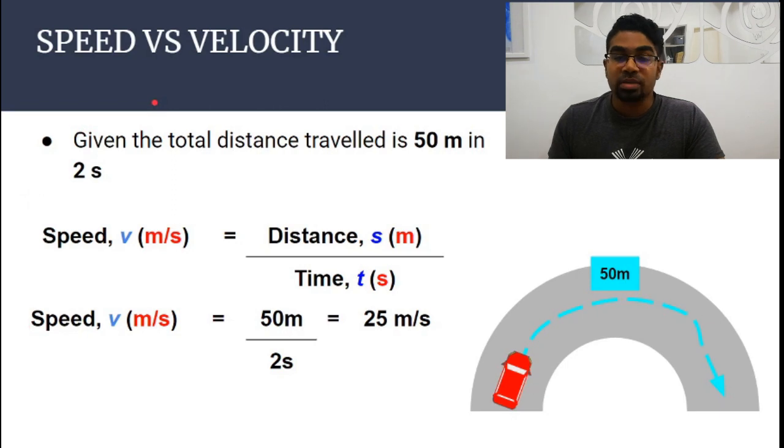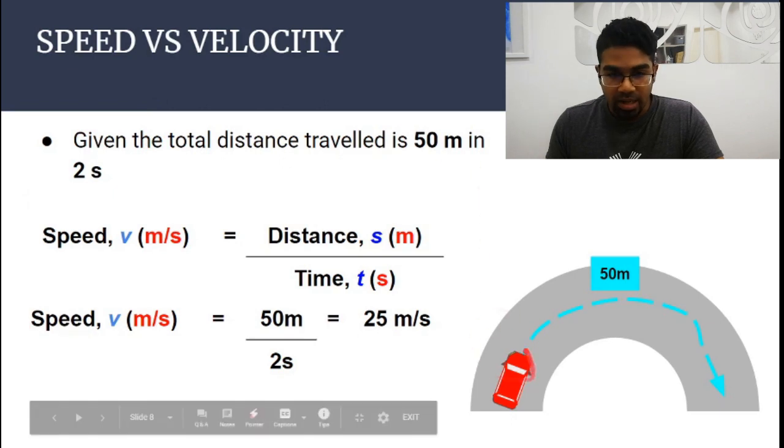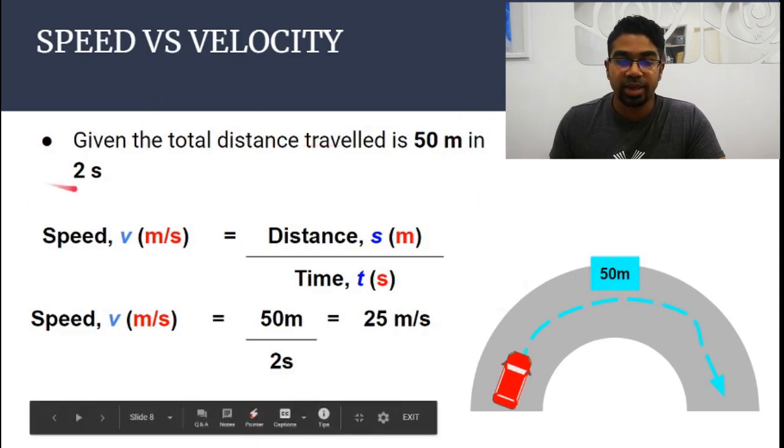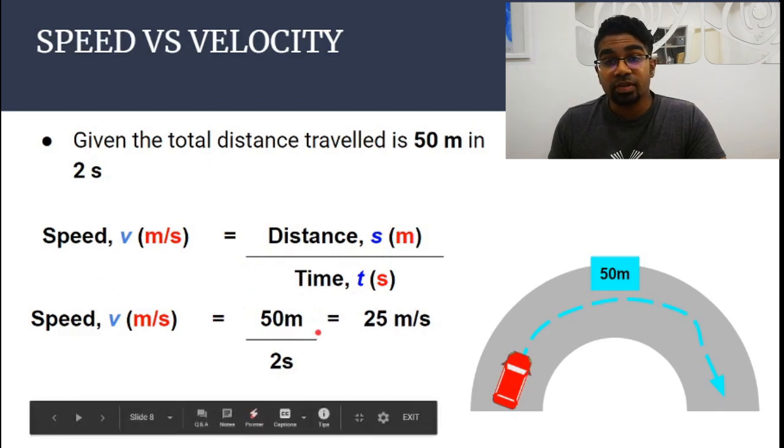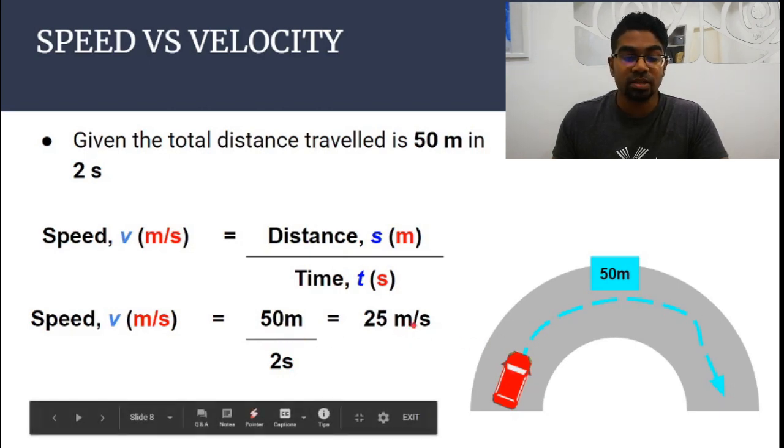So how do we compare speed and velocity? Now let's look at this example. Given the total distance traveled for this car is 50 meters and it takes 2 seconds. Now this car goes along this path, and this path is 50 meters long, and it takes 2 seconds for the car to travel this path. So the speed will be distance over time. The distance traveled by the car is 50 meters, and the time it took is 2 seconds. So this is very straightforward. We just substitute inside, and we should get 25 meters per second. So the speed of the car is 25 meters per second.